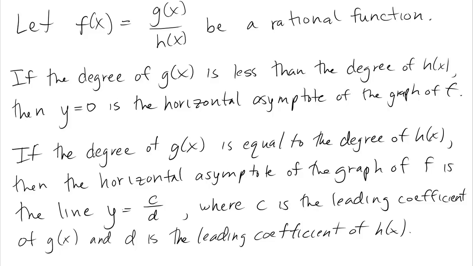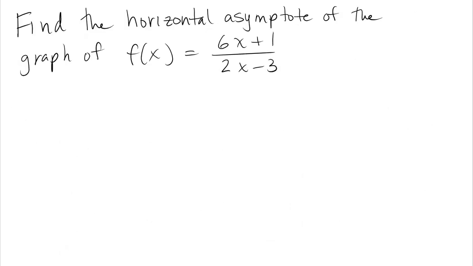The next rule is very wordy, but the idea is simple. If the degree of g of x is equal to the degree of h of x, so the highest power on top and bottom are the same, then the horizontal asymptote of the graph of f is the line y equals c over d, where c is the leading coefficient of g of x and d is the leading coefficient of h of x. So if the numerator and denominator have the same power, we just take the ratio of their leading coefficients. Let's start with an example like that because the rule seems complicated, but it's not that bad.